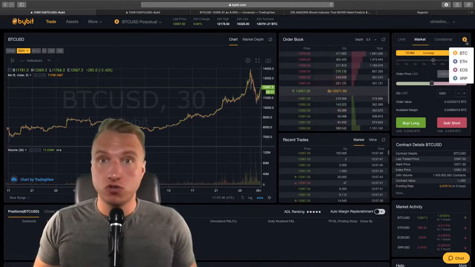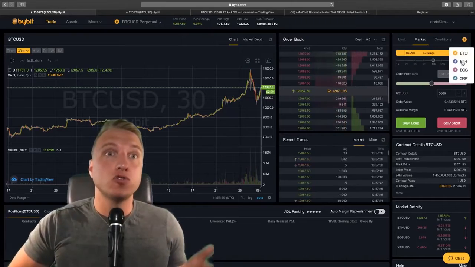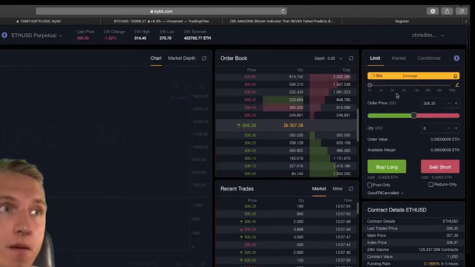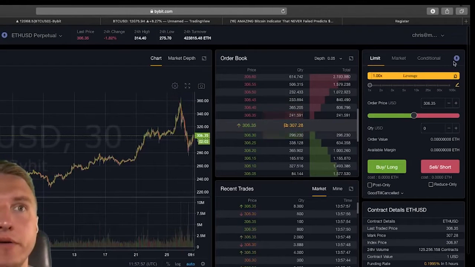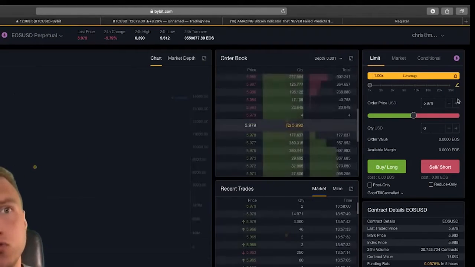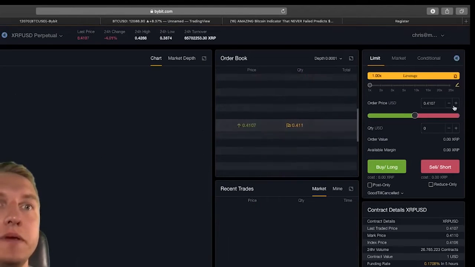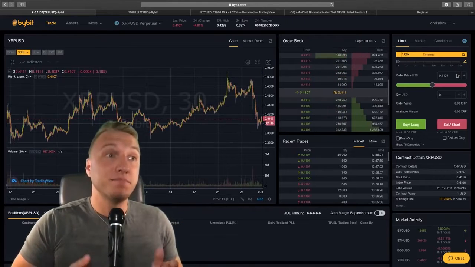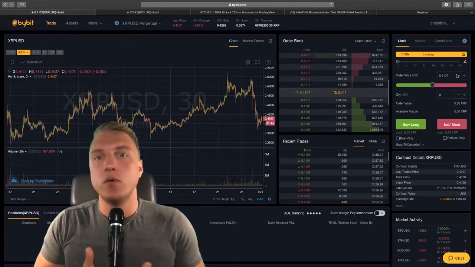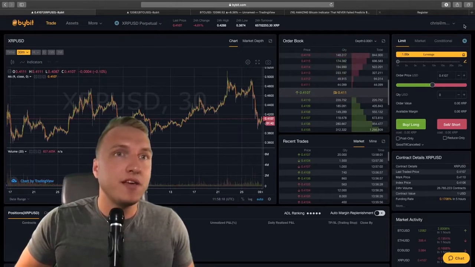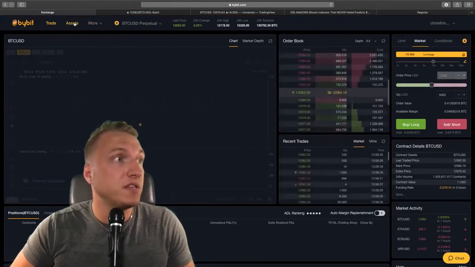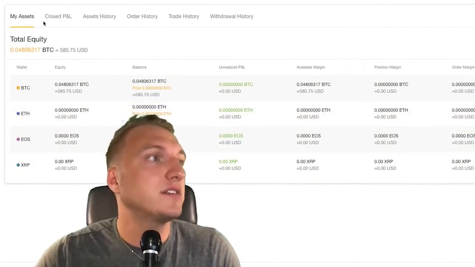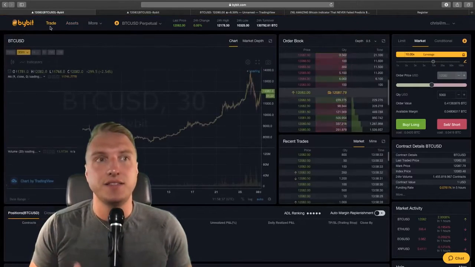If you don't only want to trade Bitcoin, but also Ethereum, EOS or XRP, that's really possible. You just press on Ethereum, also up to 100x leverage. On EOS, it's up to 25x leverage, and on XRP, that's up to 25x leverage. But basically, that works exactly the same way as for Bitcoin. You can make your own decision. You can also deposit those assets right here, as you can see: Bitcoin, Ethereum, EOS, and XRP. Everything works exactly the same.